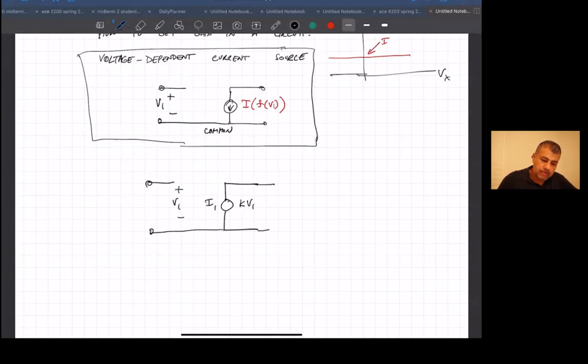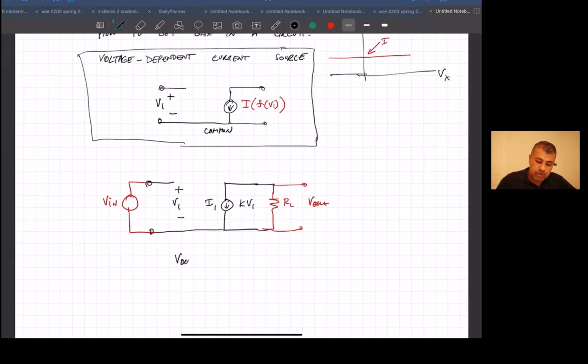Okay, and then I'm going to put in a voltage source at the input. And then I'm going to hook up a resistor on the output. Sorry, this should be R sub L. So the stuff in black is our voltage controlled current source, and the stuff in red is stuff external to that we put in there to create a gain element.